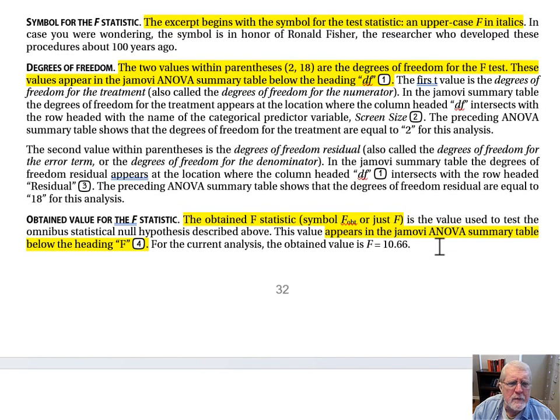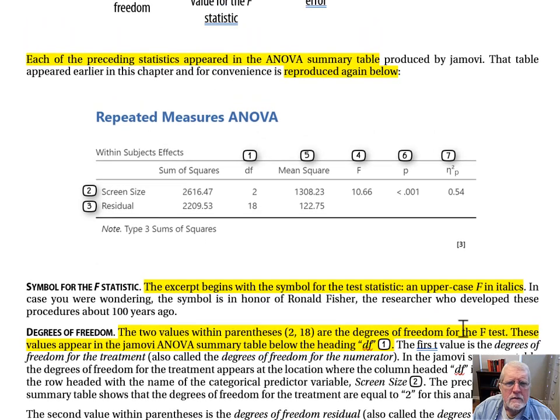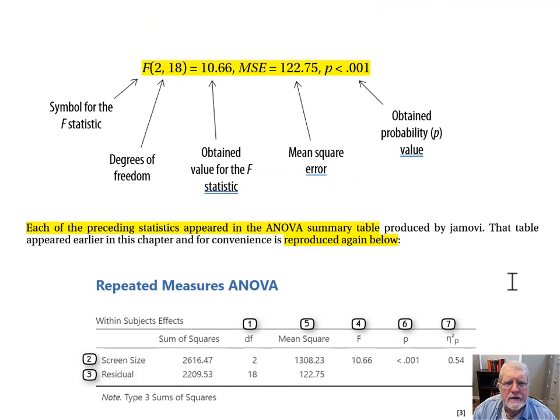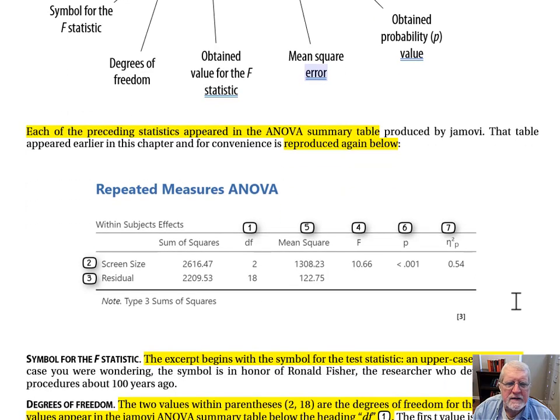Let's continue at the bottom of page 32. The obtained F statistic appears in the jamovi ANOVA table below the heading F. Now callout number 4, below the heading F. The F statistic is 10.66. Is that what I reported in my diagram section of the sentence? Sure enough, the obtained F statistic was 10.66.